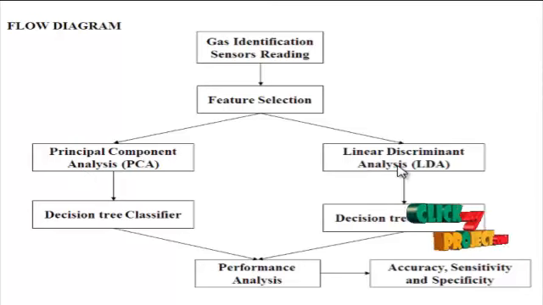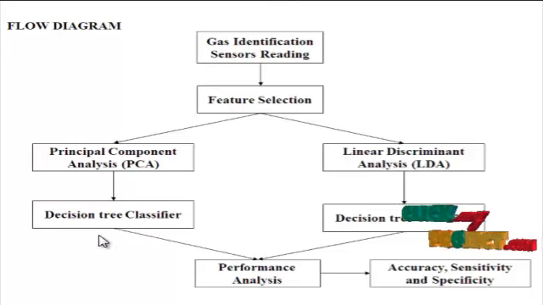Next, linear discriminant analysis: LDA is a generalization of Fisher's linear discriminant, a method used in statistics, pattern recognition, and machine learning to find a linear combination of features that characterizes or separates two or more classes of objects or events. The resulting combination may be used as a linear classifier. LDA is closely related to principal component analysis and factor analysis in that they both look for linear combinations of variables which best explain the data. LDA explicitly attempts to model the difference between classes of data.